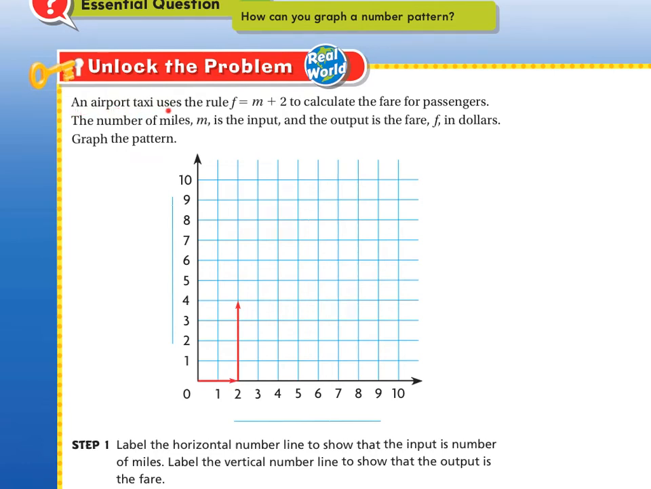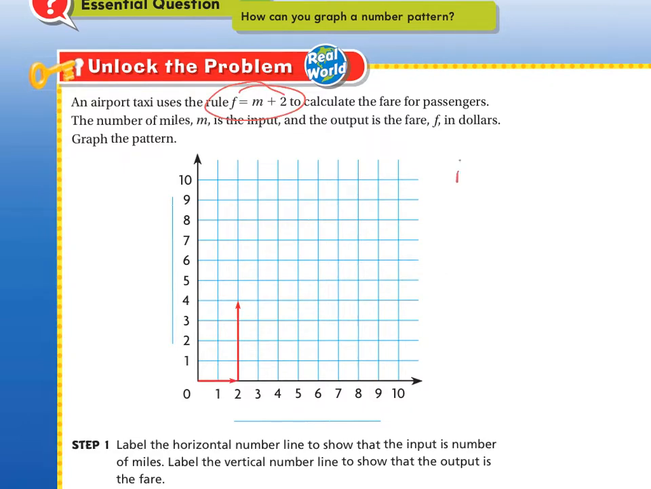An airport taxi uses the rule F equals M plus 2 to calculate the fare for the passengers. The number of miles, M, is the input, and the output is the fare, F, in dollars. Graph the pattern. So if we're going to graph this, the first thing that we need to do is create an input-output table. So we're going to use this rule to come up with our input-output table.